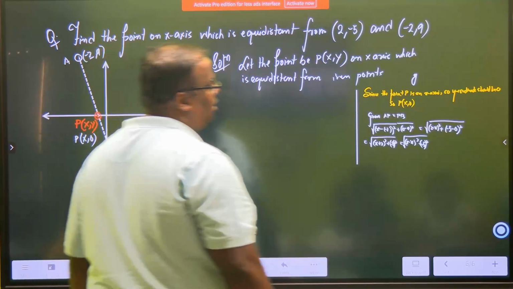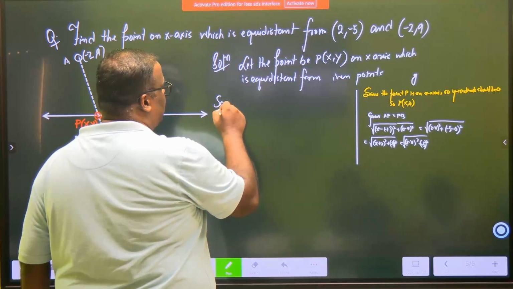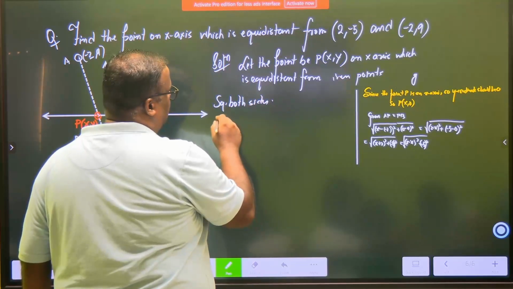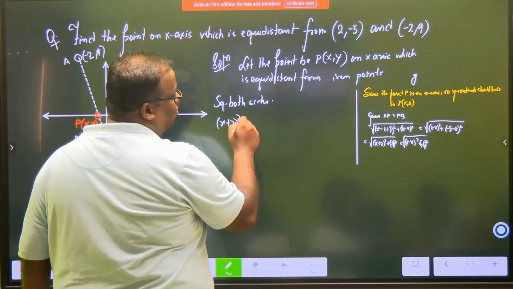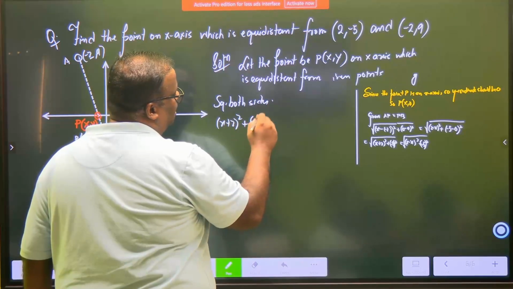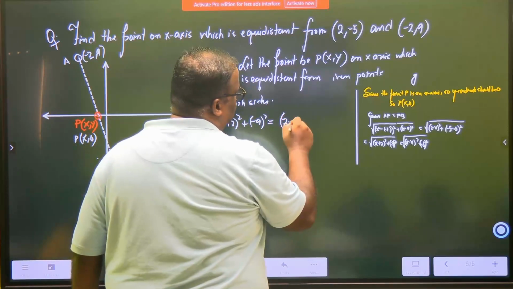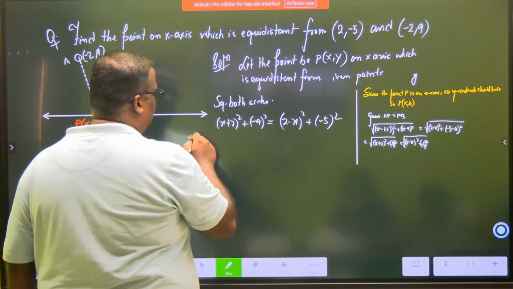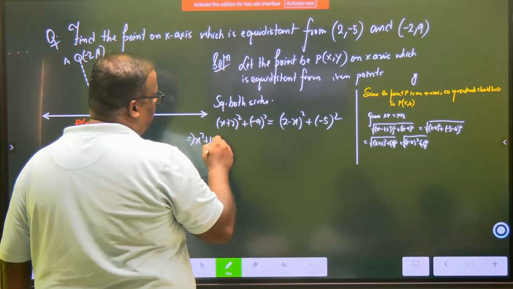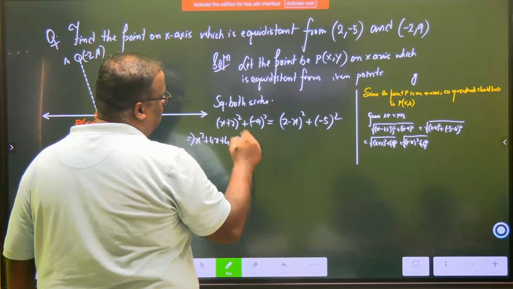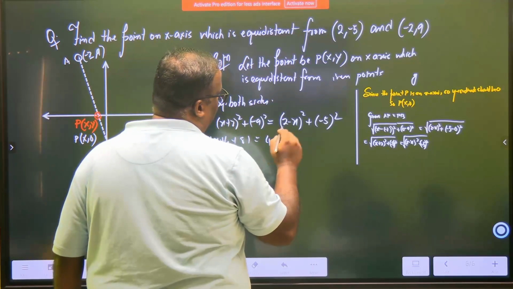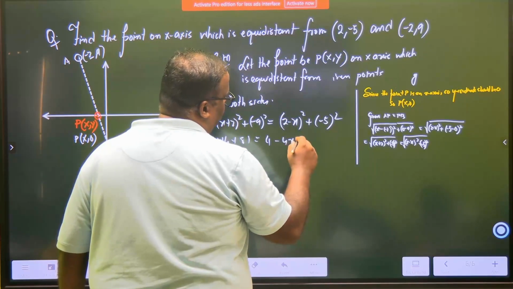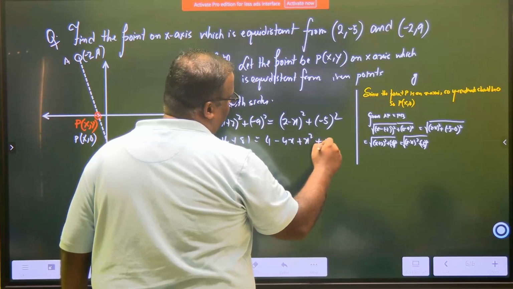So we do squaring both sides. So square both sides, it becomes (x + 2)² + (-9)² = (2 - x)² + (-5)². So shall we solve this? x² + 4x + 4 + 81 = 4 - 4x + x² + 25. Yes or no?